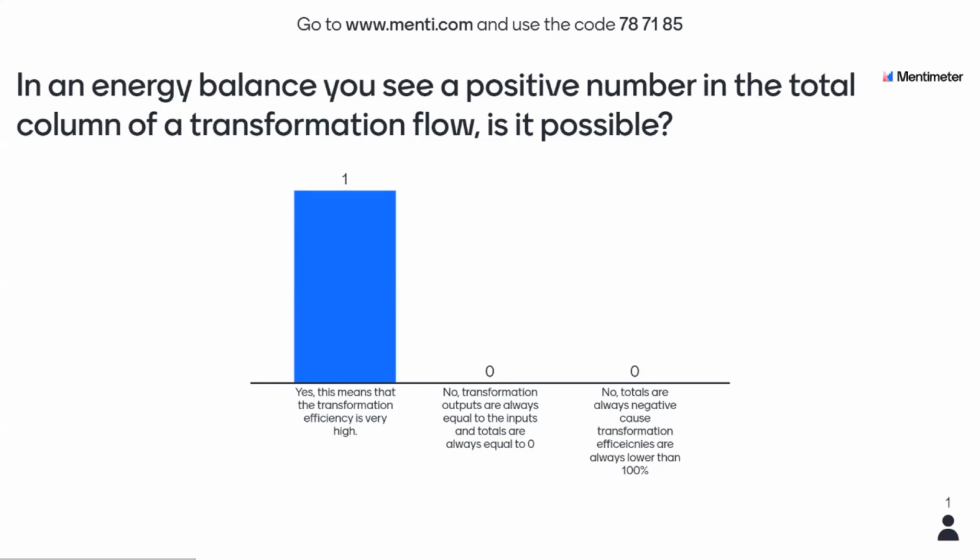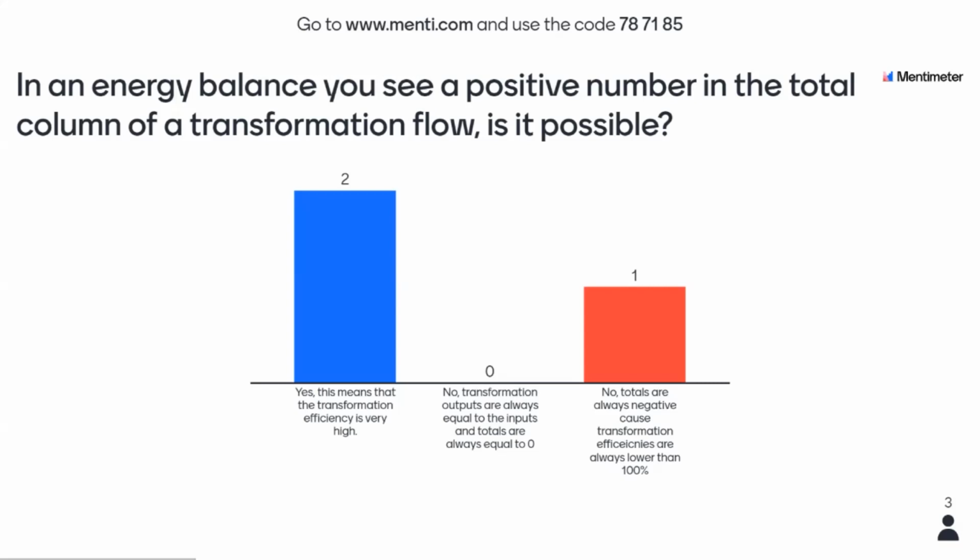Only one answer, but 5 people were connected, so maybe you are guessing and trying to think what is exactly the question, because I understand it's not easy without seeing a table to explain that, but no worries, we will show graphically this example much better later on. Some people are saying yes, and this means that the transformation efficiency is very high. Some people are saying no, totals are always negative because transformation efficiencies are always lower than 100%.